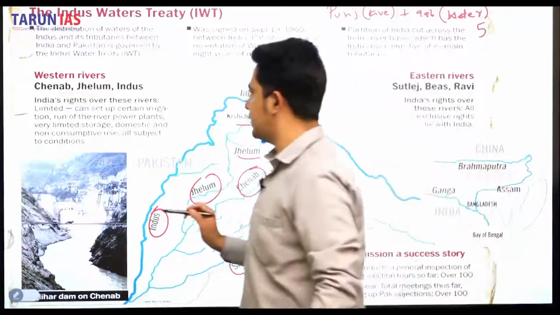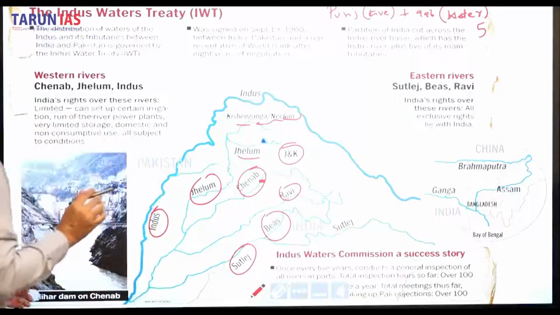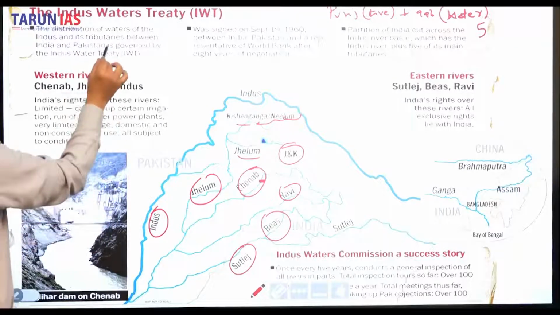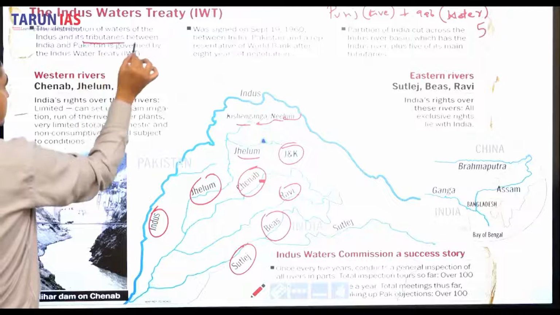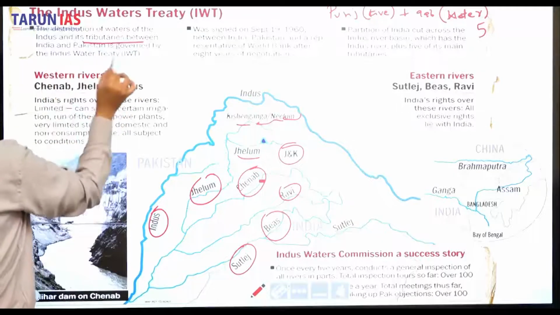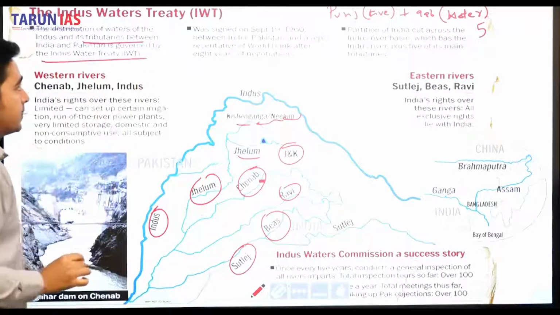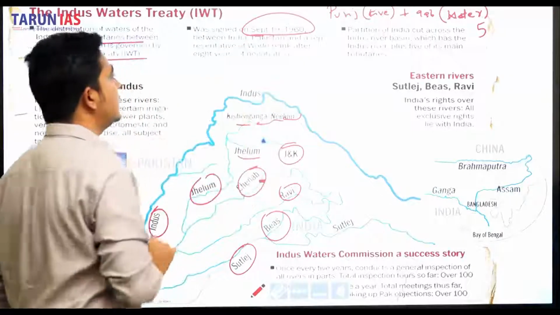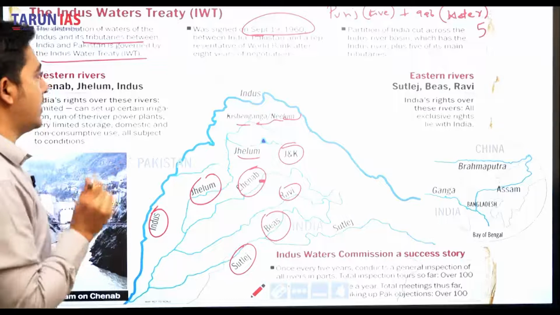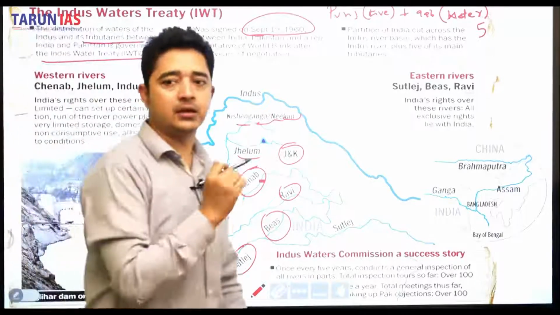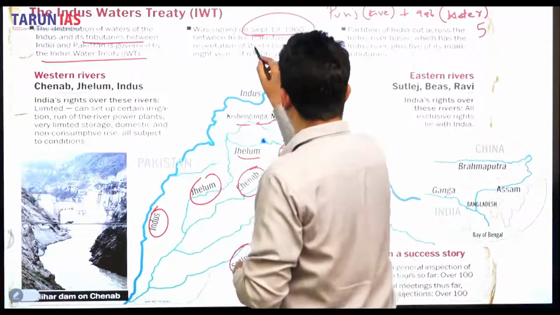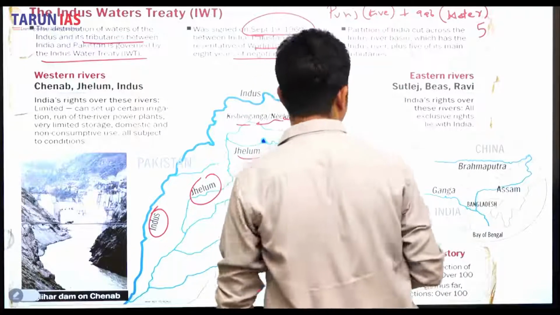If you look carefully at the western rivers, you can see how the Indus Water Treaty is important. The distribution of water of the Indus and its tributaries between India and Pakistan is governed by the Indus Water Treaty, signed in September 1960. The date is important. It was signed by India and Pakistan, with the World Bank as a representative, which helped fund the work, after 8 years of negotiations.